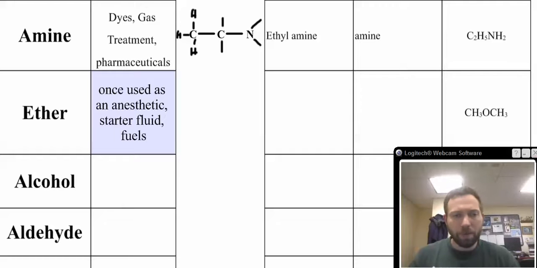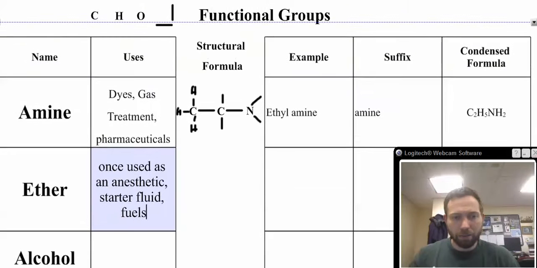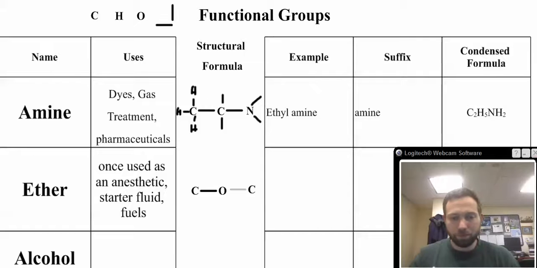So ethers have a specific structural formula. They have a carbon here on one side, a carbon on the other, and in the middle here we have oxygen, like that. Okay, so oxygen will be in the center of 2 carbons, and you can have more carbons coming off to the right and to the left here, but noticing that within the chain of carbons you have 1 oxygen, you know you're looking at an ether.